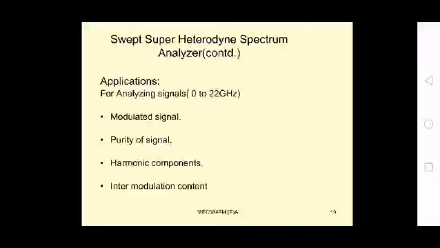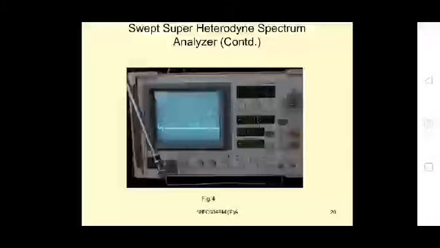You can examine the pure sinusoid with or without modulation, and check the purity of the signal. You can examine the amplitude modulation, frequency modulation, harmonic distortion and various harmonic components, and you can also check the asymmetrical spectrum. You can examine the pulse modulation and the intermodulation content. So this is how it would look.